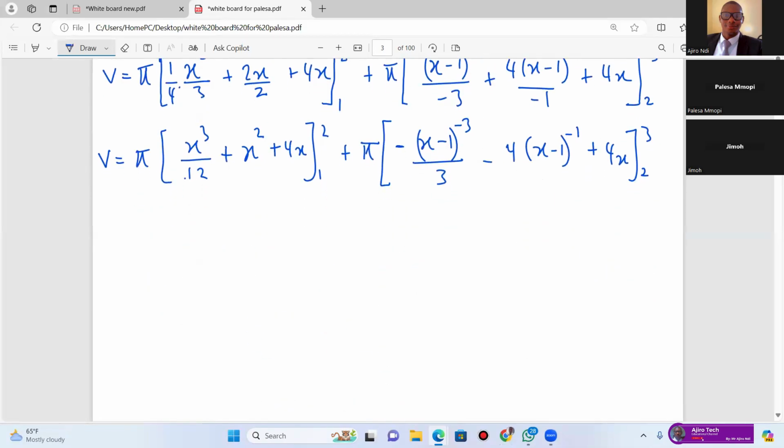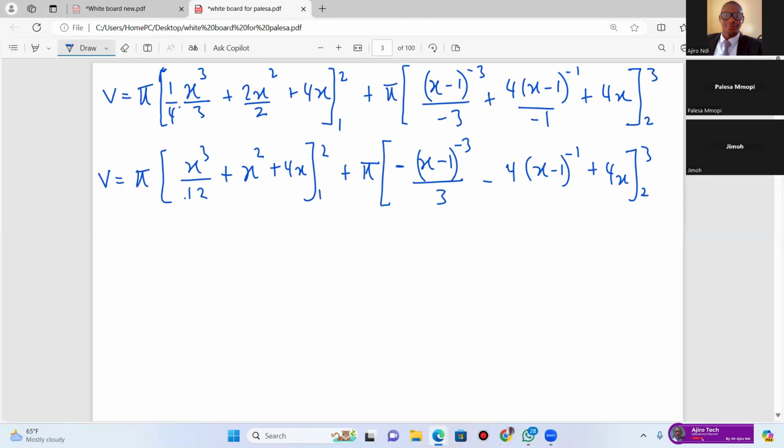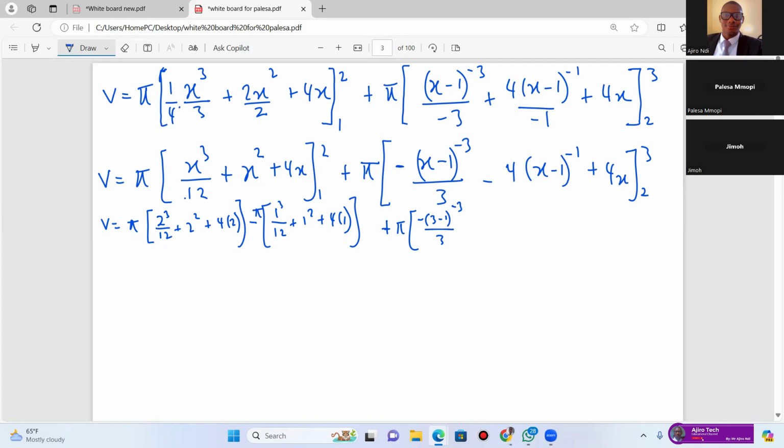Now, at this point, let's say V equal to pi times 2 cubed over 12 plus 2 squared plus 4 times 2, minus 1 cubed over 12 plus 1 squared plus 4 into 1. That's for this first one, right? Plus pi into (3 minus 1) cubed over minus 3 over 3, minus 4 into (3 minus 1) raised to minus 1, plus 4 into 3.